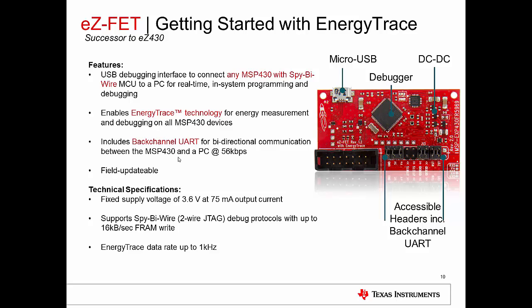It has EnergyTrace technology on board that is capable of sampling data at a rate of about 1 kilohertz. It comes with an improved backchannel UART, which now supports UART communication up to 56 kilobits per second, instead of before where it was fixed to a 9600 baud rate. It is also field updatable, unlike before. And it does come with only a fixed 3.6 volt supply, which can handle up to 75 milliamps of current.